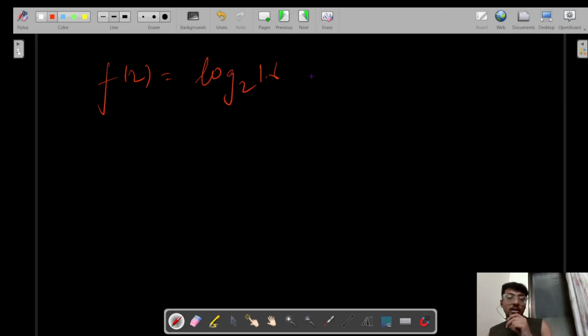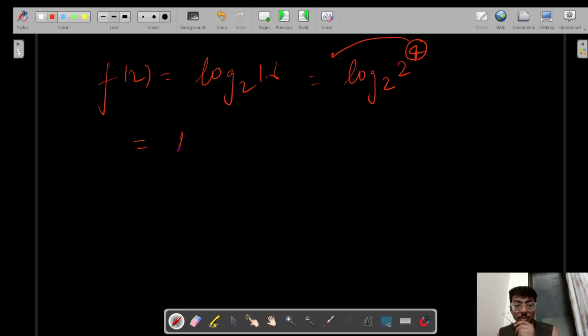To find the value of log 16 to the base 2, 16 is nothing but 2 to the power 4, and there is a property of log which says that the power of the actual number will come to the front. So this is nothing but 4 log base 2 of 2, and this log base 2 of 2 is 1, because if the number and the base are the same, the log will give an outcome of 1. So the output will be 4.